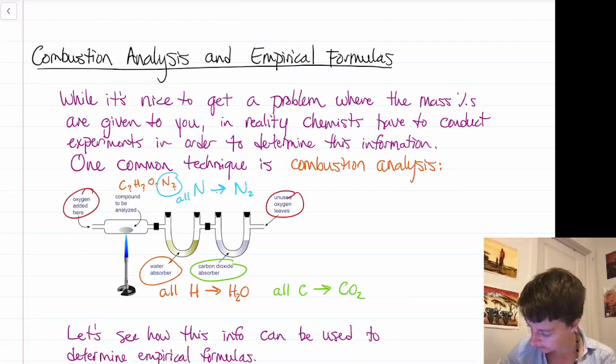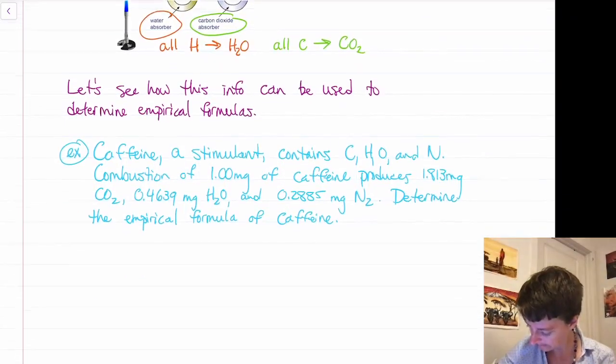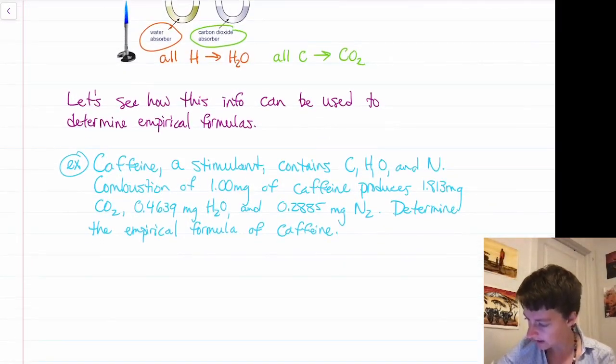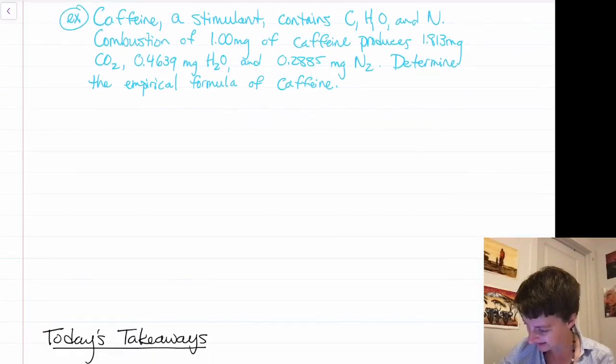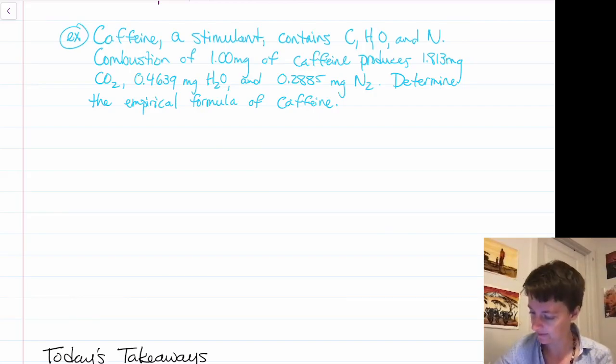And so let's do a practice problem to see how this information can be used to determine an empirical formula. So here's a practice example. Let's consider caffeine, which we know is a stimulant. You probably might be drinking some right now as you're listening to this lecture video. It's known that caffeine contains 4 elements: carbon, hydrogen, oxygen, and nitrogen. So if we do a combustion analysis of caffeine, we can determine what caffeine's empirical formula is going to be.